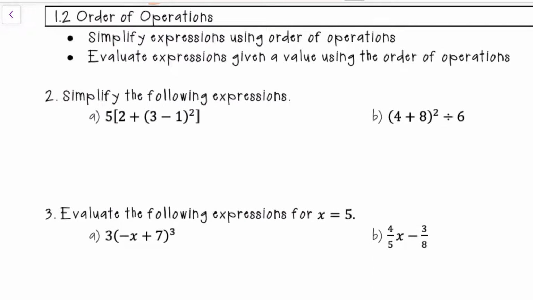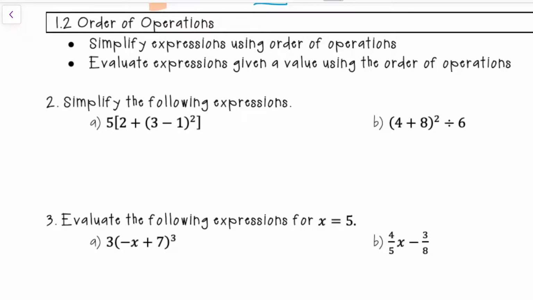So number 2A, when we simplify that, if we've got multiple sets of parentheses or brackets or whatever, we have to work from the inside out. And again, this is something where you would need to show your work. You can't just plug it straight into your calculator. And we first take 3 minus 1. 3 minus 1, we get 2. Everything else copies with. So 5 times 2 plus 2 squared.